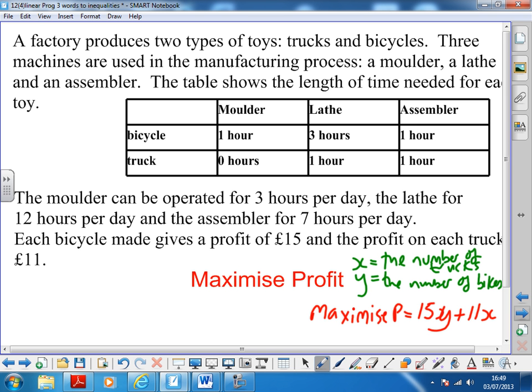Any obvious constraints? Well, the ones that we often forget. So let's get those straight away. X and y: you can't have negative bikes or negative trucks. And you can't have half a bike or half a truck. They have to be whole numbers. Yes, exactly. Okay, so they're the obvious ones. Now the less obvious ones.